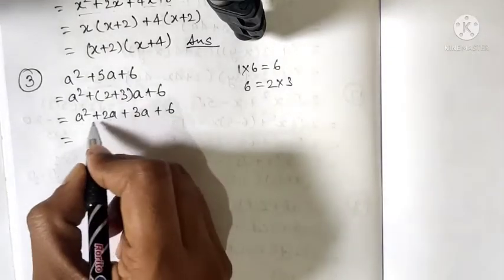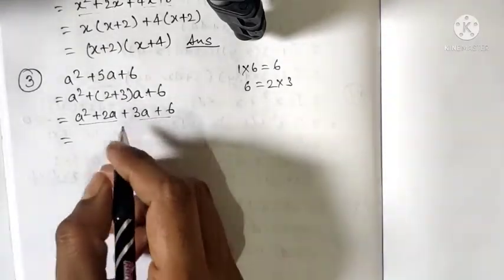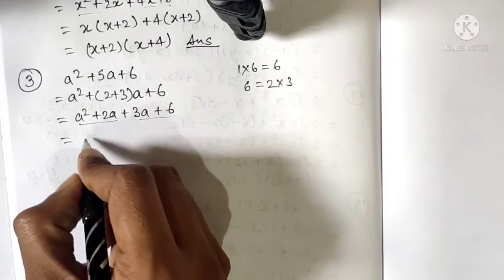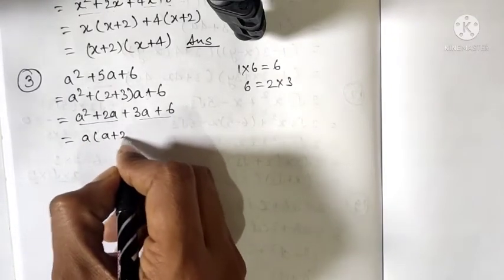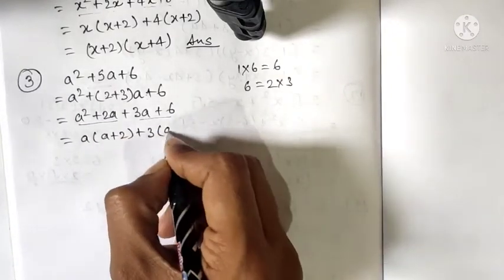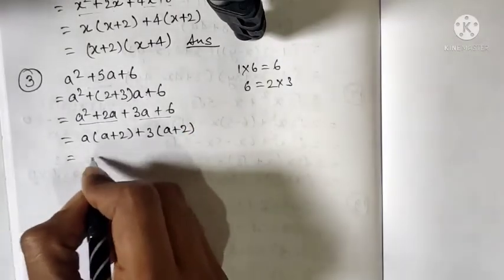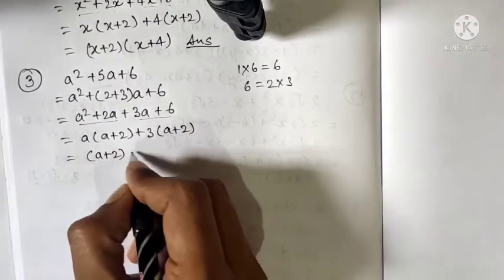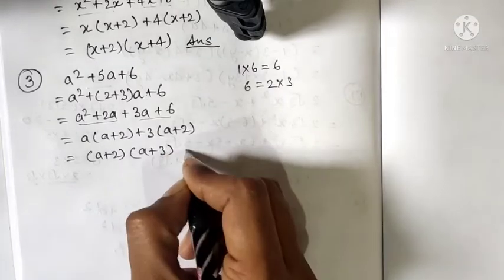Now take common from these two terms, so it will be a into a plus 2 plus 3 into a plus 2. Then it will be a plus 2 into a plus 3. You have your answer. Too easy, right?